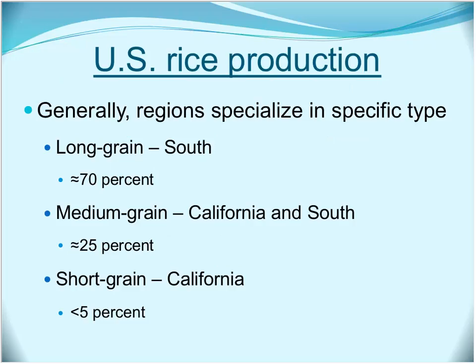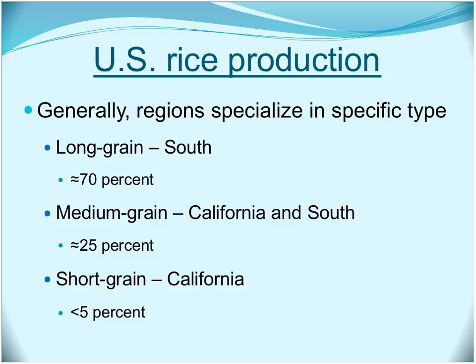Each of these regions, very generally, specializes in a type of rice production. There are 3 grain lengths in rice. Most of the long grain rice in the U.S. is grown in the South. That makes up somewhere in the neighborhood of 70% of the total U.S. production. Medium grain rice is grown in California and the South.